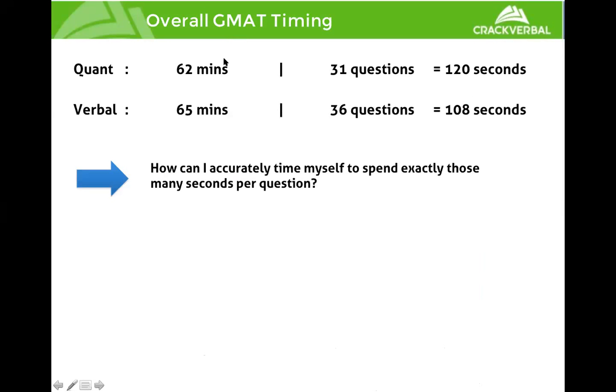Now, if you look at the GMAT timing, you have 62 minutes in quant. You have 31 questions, which gives you about 120 seconds per question. Similarly, in verbal, we have 65 minutes, which is 36 questions, and there is really not much that has changed. You pretty much were getting a similar time in the previous test also, when you had 75 minutes, excuse me, 41 questions in the case of verbal and 37 questions in the case of quant.